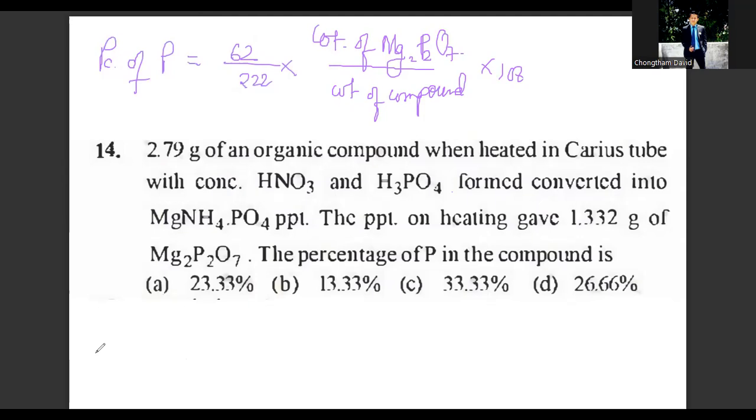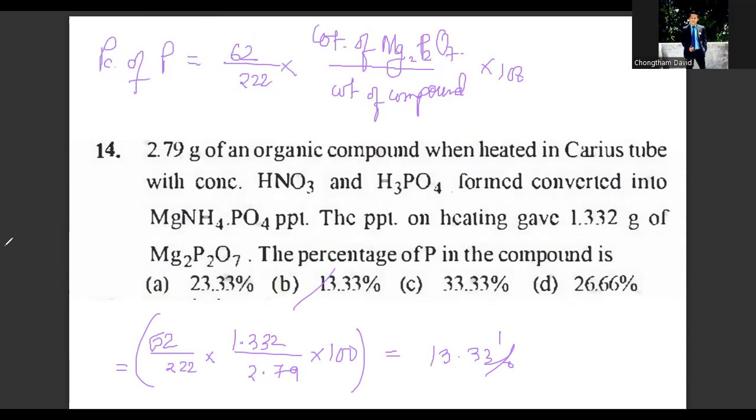Percentage of phosphorus will be equal to 62 by 222. The given weight of the magnesium oxide is 1.332 divided by the compound weight 2.79, into 100. You can calculate this and give the answer. The answer will be approximately 13.33 percent. B is the answer for question number 14.